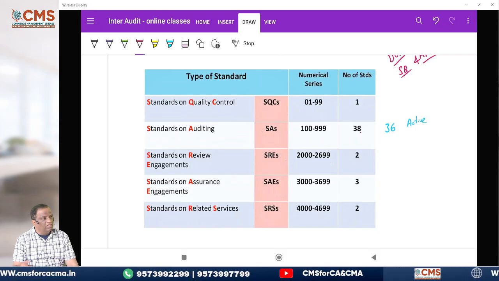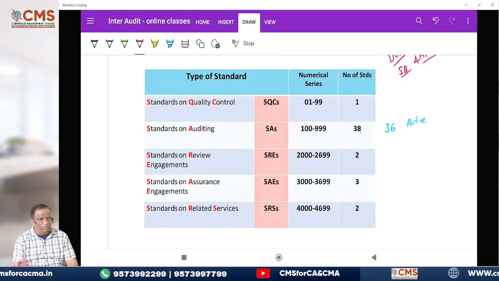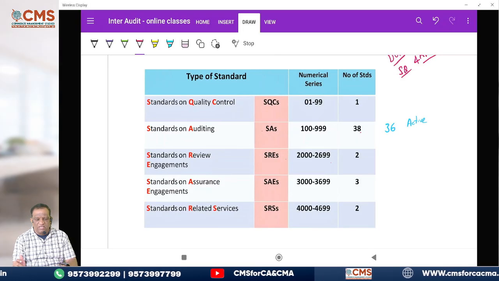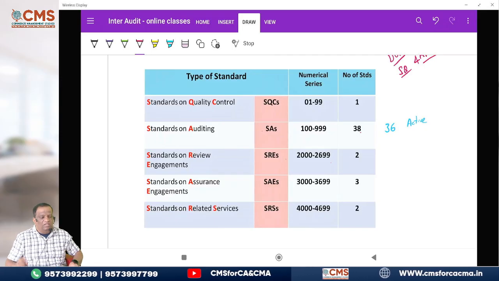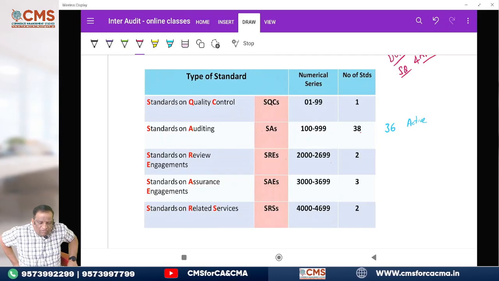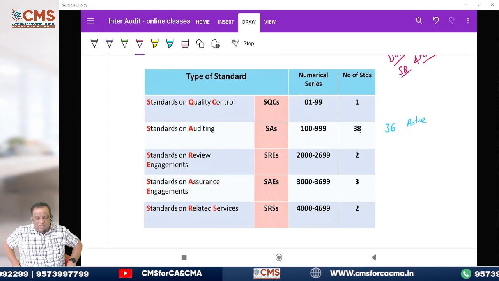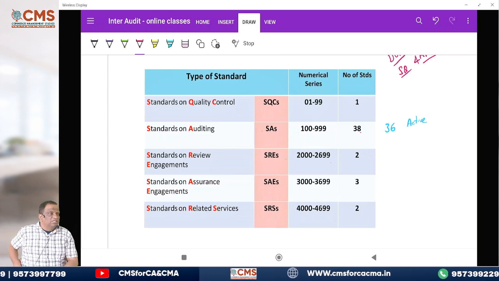And totally there are 38, but this keeps changing. They keep adding and they keep deleting. If you ask me, as of now, 36 are active. And standards on review engagements, there are 2. Standards on assurance engagement, which is SAE, is 3. And standards on related services, which is 2.